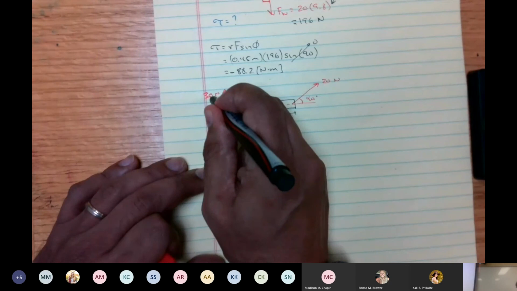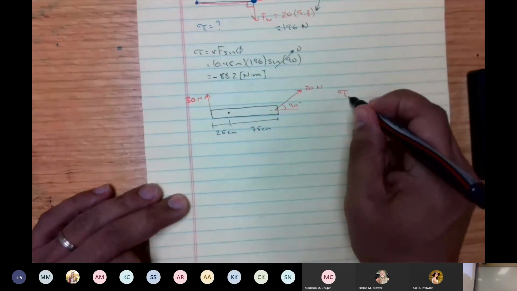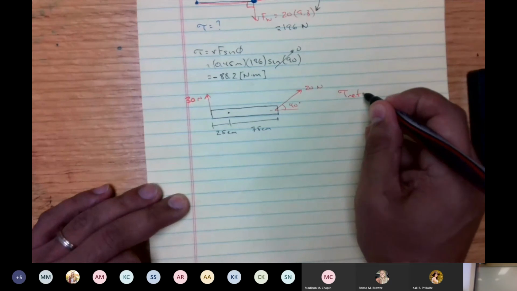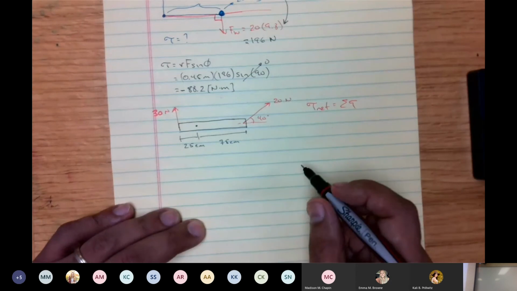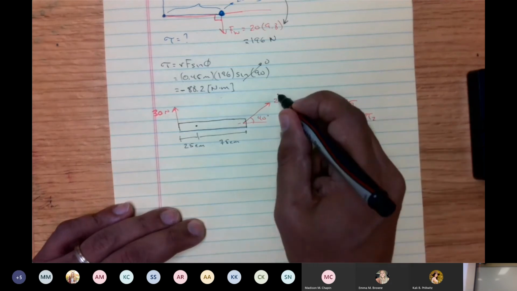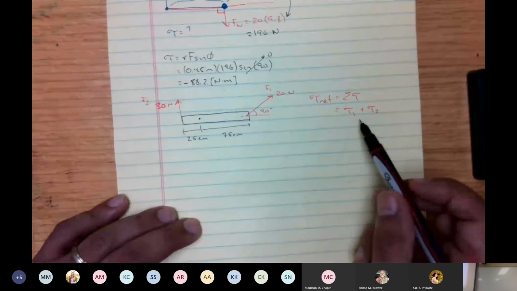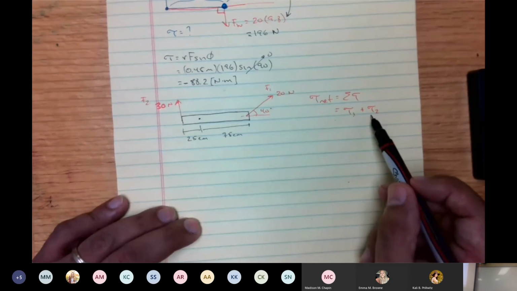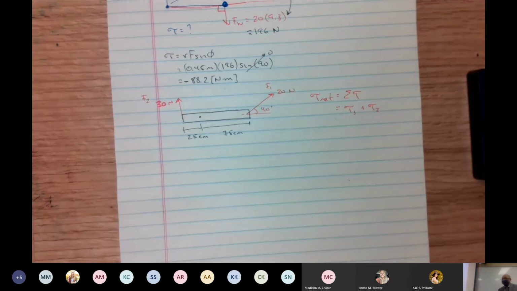Now, what I want to find out is the net torque. The net torque is basically the sum of all the torques on that object. So this will be T1 plus T2. I'm going to call this F1, and this is going to be F2. So the net torque is the torque created by force number 1 plus the torque created by force number 2. Okay, give it a try.